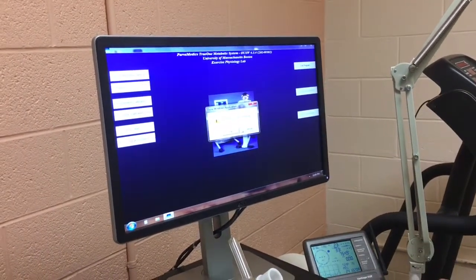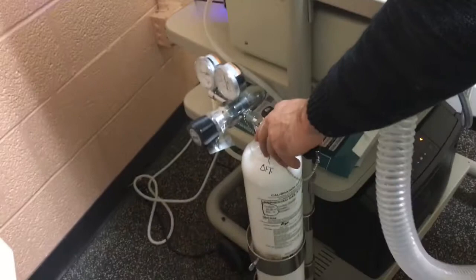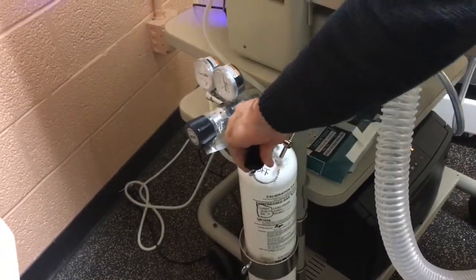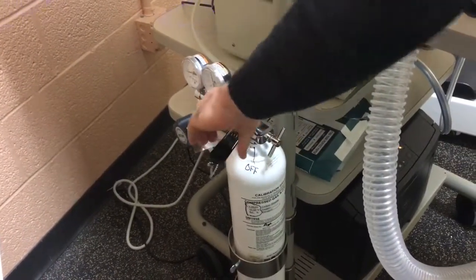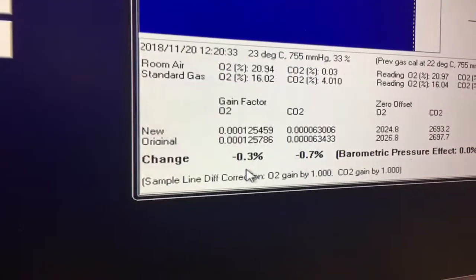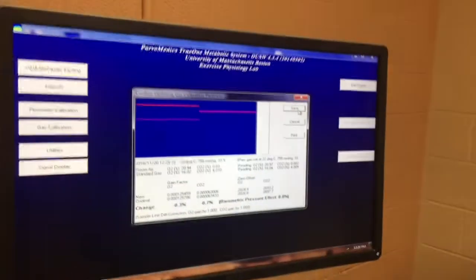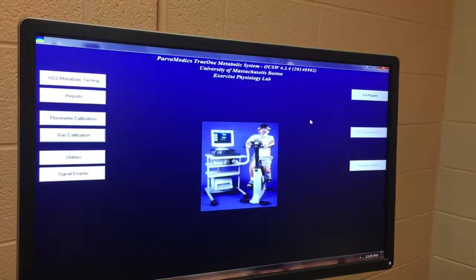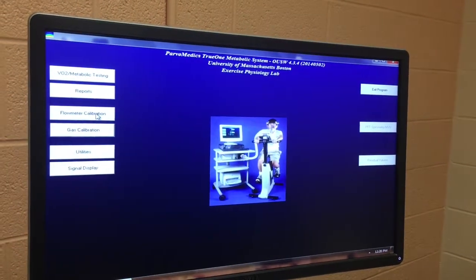Okay, now we're going to turn the gas off by going clockwise. It's important to be gentle and not go too far on this. I'm going to click OK. What we're looking for is under 3%, and if we look at this change, it's under 3%, so that's good. I'm going to save that, and that's going to transfer over when I go to the flow meter calibration.